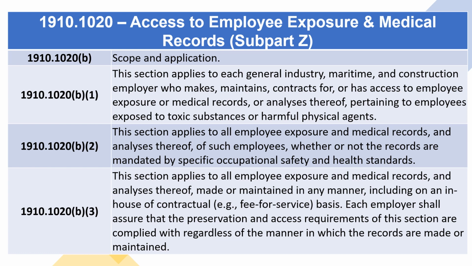1910.1020(b)(2) This section applies to all employee exposure and medical records, and analyses thereof, of such employees, whether or not the records are mandated by specific occupational safety and health standards. 1910.1020(b)(3) This section applies to all employee exposure and medical records, and analyses thereof, made or maintained in any manner, including on an in-house or contractual, e.g., fee-for-service, basis. Each employer shall assure that the preservation and access requirements of this section are complied with regardless of the manner in which the records are made or maintained.